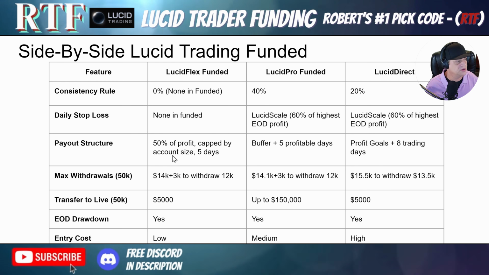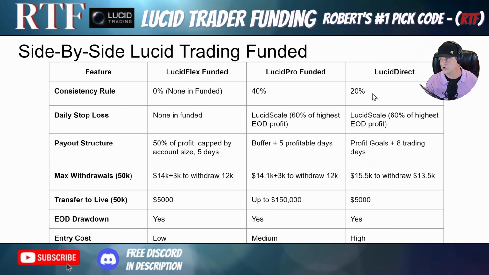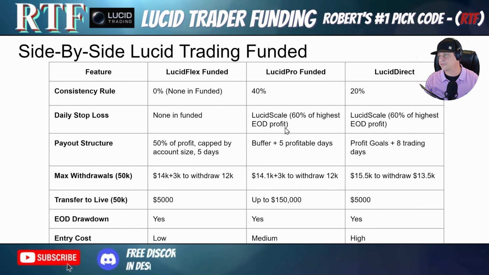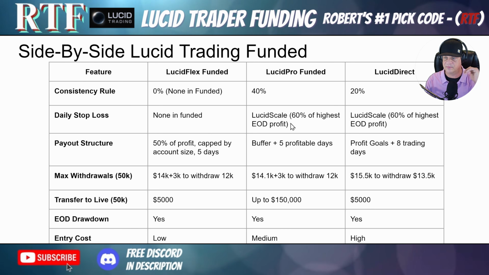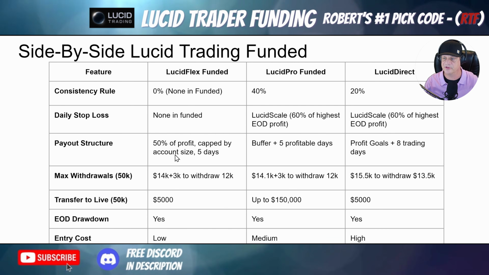Okay, so let's do a little side-by-side comparison now that we have some of this information here together. You can see the consistency rule, so the 0% in LucidFlex, 40% in LucidPro, 20% in LucidDirect. Daily stop loss, you got none in funded, in LucidFlex funded. In both LucidPro funded and LucidDirect, it is the Lucid scale, which is the 60% of the highest end of day profit after your max loss limit locks. Okay. Payout structure. 50% of profit capped by account size for 5 days. That's what's going on in the LucidFlex.